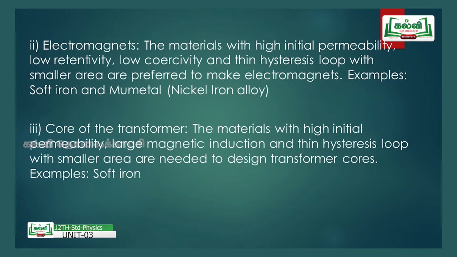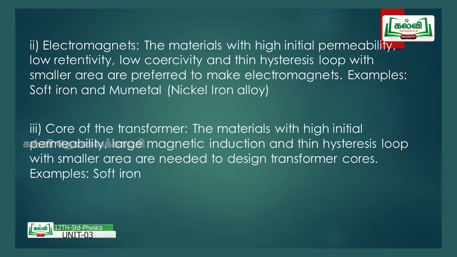The examples for this are soft iron and mu metal. What is mu metal? We have already studied. Mu metal is a nickel iron alloy. So, that is mu metal and soft iron. These are the properties needed when we produce electromagnets.